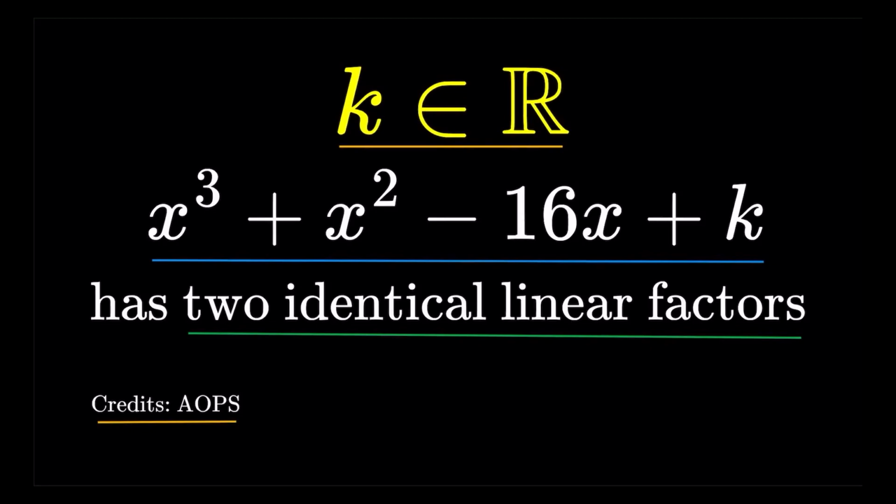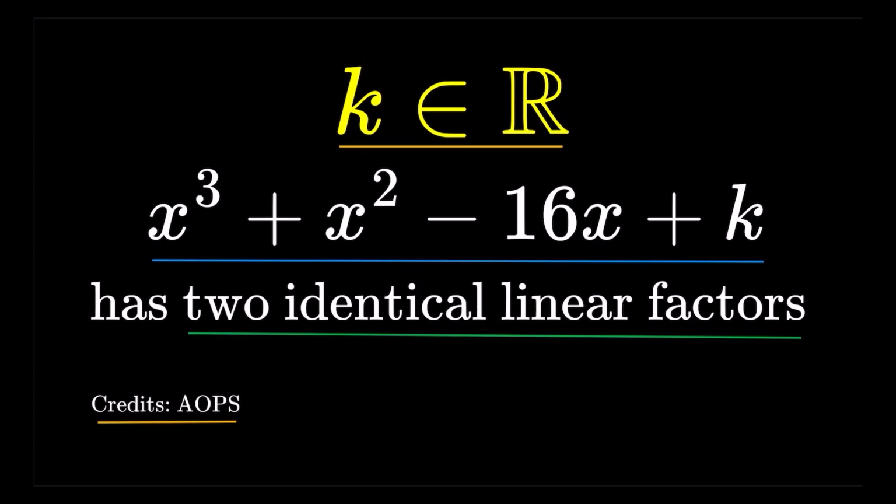K is a real number such that x cubed plus x squared minus 16x plus k has two identical linear factors. Find the value of k. As usual, pause this video if you'd like to give this item a try. But if you're done, let us dive into the solution.